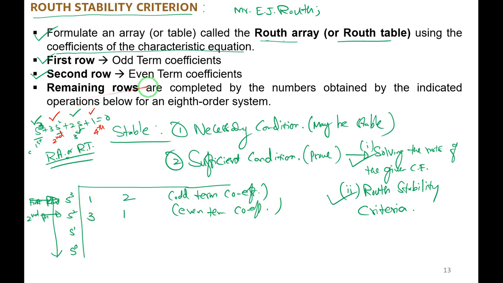Remaining rows are completed by the numbers obtained by the indicated operations. For the 8th order system, in the next example, they are taking the 8th order system. How to fill this up, I will tell you there. I will skip this right now because I'll take the general example and discuss there. This table consisting of the coefficients of the given characteristic equation, we call it the Routh array or Routh table.